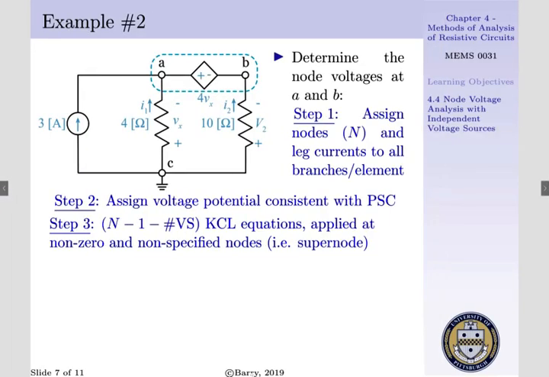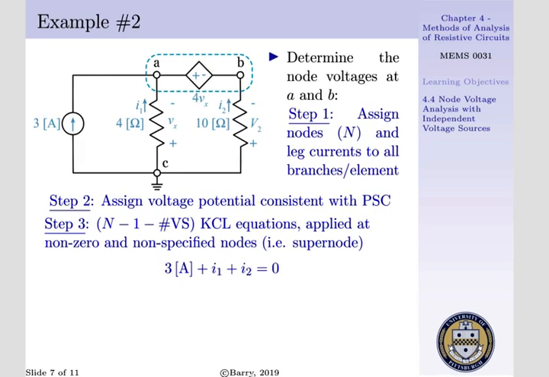Step 3 is to determine the proper number of KCL equations and apply them at our non-zero and non-specified nodes. We see that we have 3 nodes and 1 voltage source, thus we need 1 KCL equation, and we will prescribe this KCL equation at our supernode. Applying our KCL equation at our supernode, we have 3 amps entering from our independent current source. We have I1 entering as well as I2. Thus 3 amps plus I1 plus I2 is equal to 0.